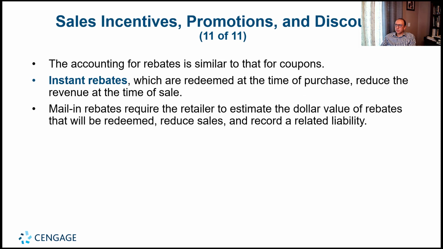So the accounting for rebates is similar to that for coupons. So we'll talk about rebates. It's very similar. Instant rebates, which are redeemed at the time of purchase, reduce the revenue at the time of the sale. That's no problem. Mail-in rebates are the ones that need some adjustment. These require the retailer to estimate the dollar value of rebates that would be redeemed, reduce sales, and record a related liability. And as you know, not everybody would send the mail-in rebate in the mail. And I don't know if it's true or not, but companies sometimes make it a little bit more difficult to complete the rebates. Even though I see a lot of companies nowadays have online rebate forms that make it easier for the customers.